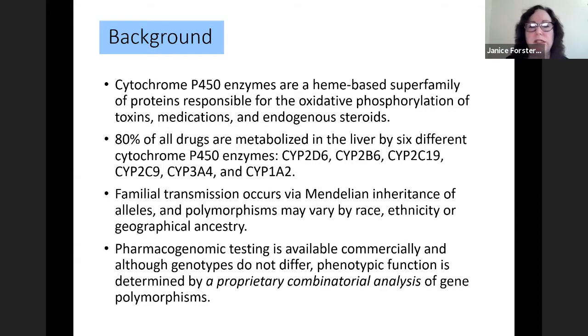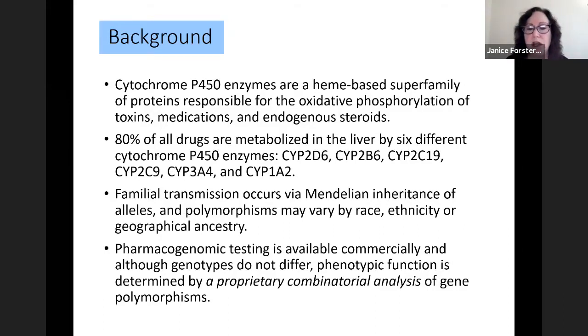So just to review, the cytochrome P450 enzymes are a heme-based superfamily of proteins that are responsible for the oxidative phosphorylation of toxins, medications, and endogenous steroids. 80% of all drugs are metabolized in the liver by these 6 different cytochrome P450s.